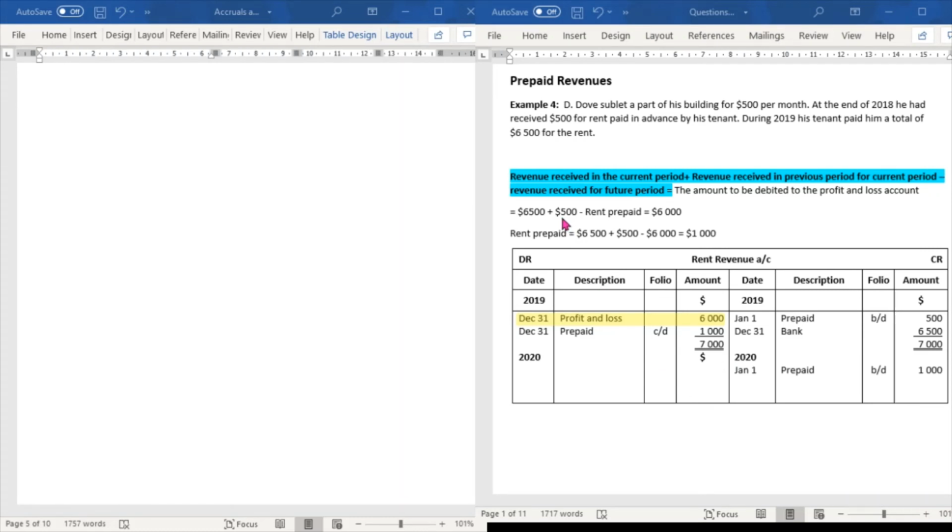Okay, so the revenue received in the current period plus the revenue received in the previous period for the current period is what is going to be transferred to the profit and loss account after you deduct any amount received for a future period.